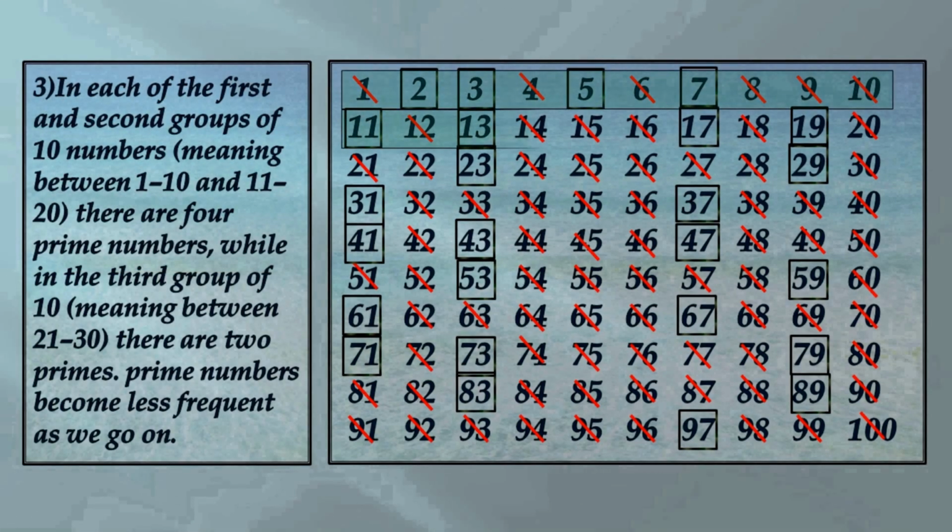In each of the first and second groups of 10 numbers, meaning between 1 and 10 and 11 and 20, there are 4 prime numbers, while in the third group of 10, meaning between 21 and 30, there are 2 primes. Prime numbers become less frequent as we go on.